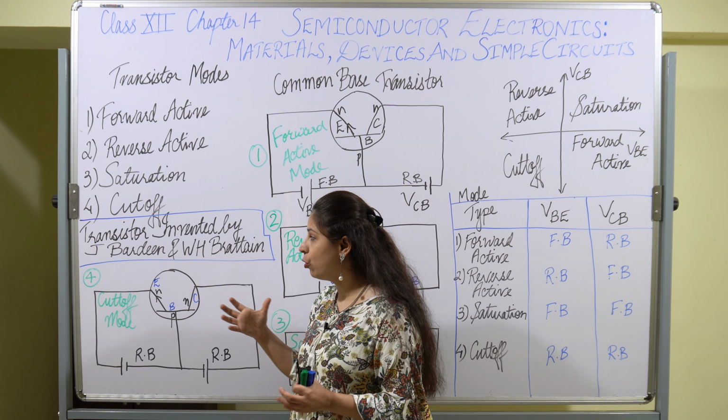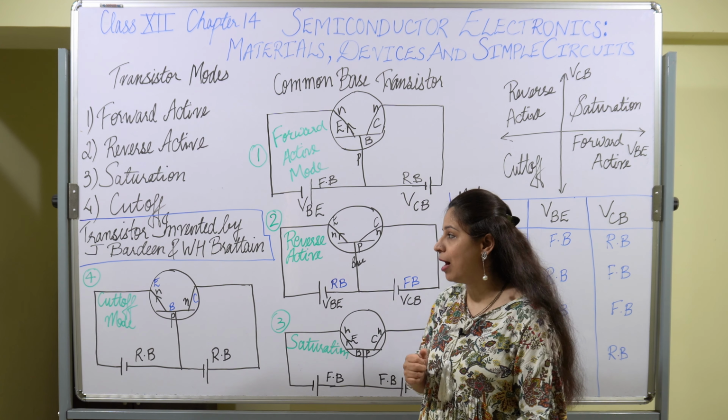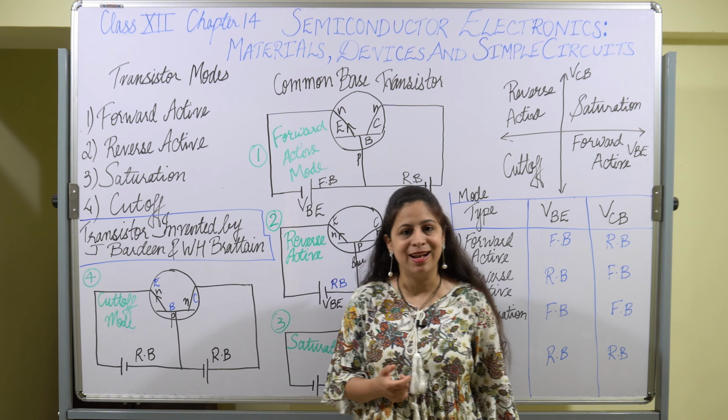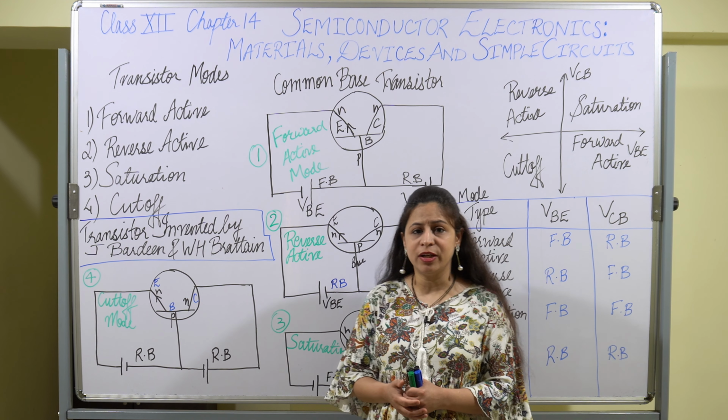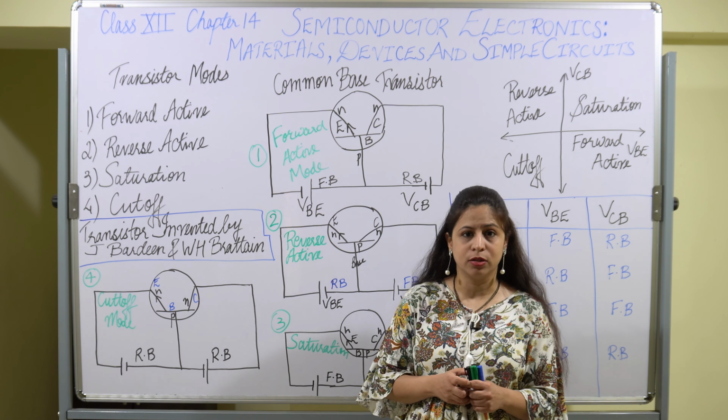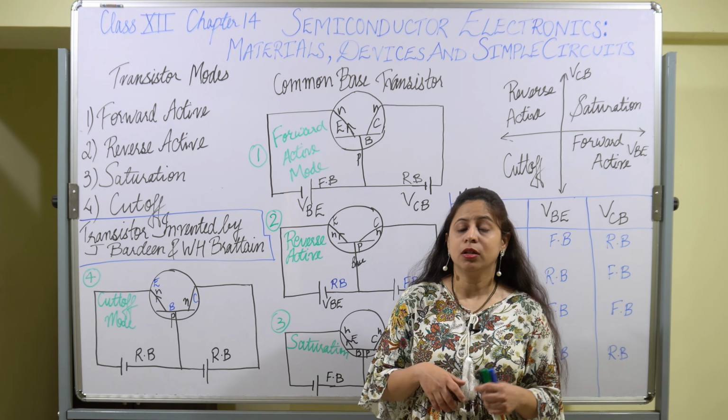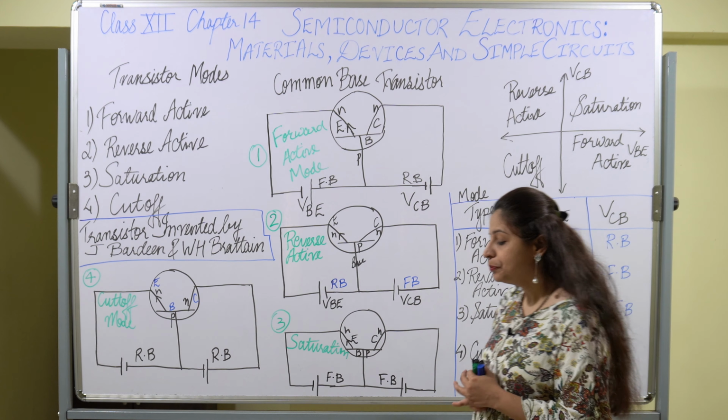So we all know that the transistor was invented by J. Bardeen and W. H. Brattain in the Bell Laboratories. After the invention, the modes of the transistor were discovered. So how does the transistor work, and what are the modes of the transistor? The first mode is the forward active mode.